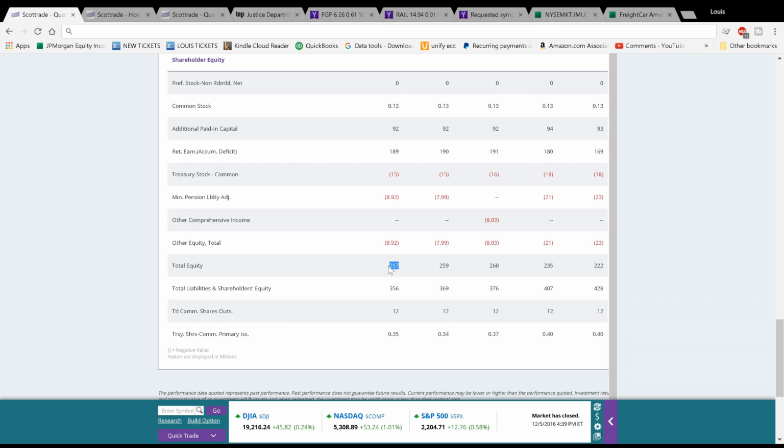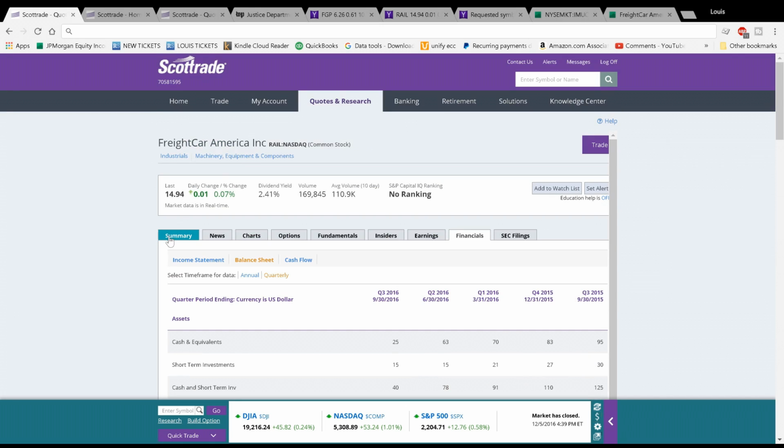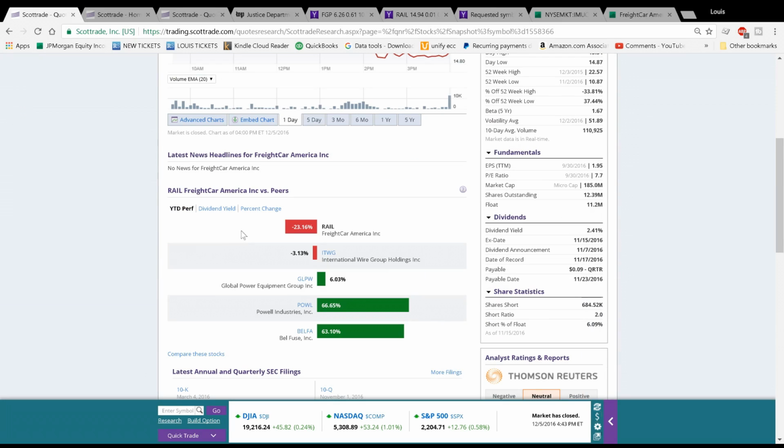So if you were to pay off everybody that this company owes money to and then sell everything they own at market value, the company would be worth $257 million. That is what equity means. That is the company's total equity. Now we're going to take that $257 million and check how many shares of the company exist. So 12.39 million shares of the company exist.